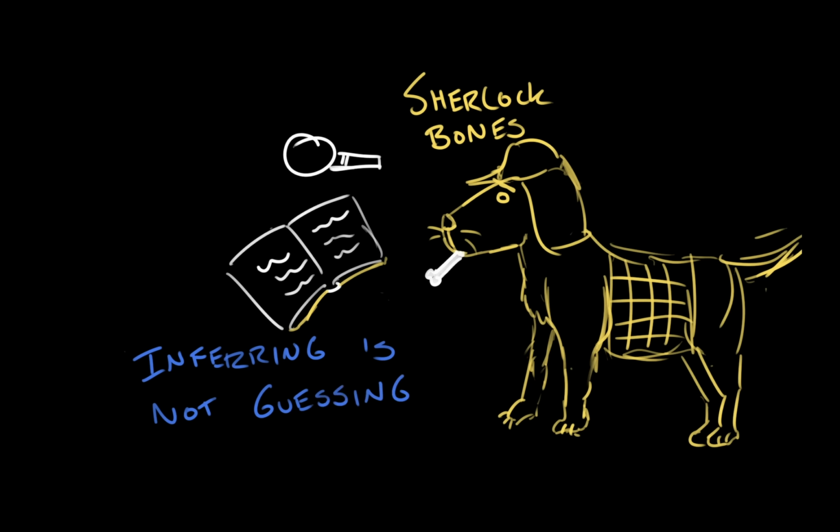An important thing to remember, though, is that inferring is not guessing. Anytime you make an inference, you have to be pulling it directly from the text. That's your jumping off point. It can't just be a wild guess out of nowhere. It comes from information that you've got there on the page.